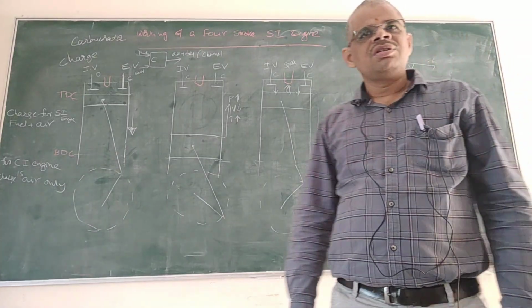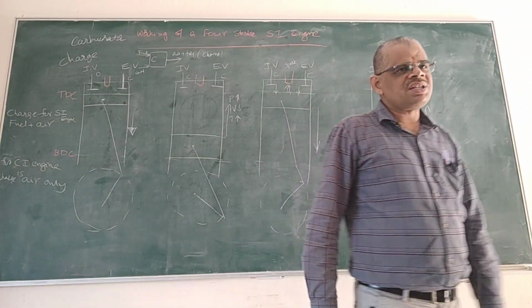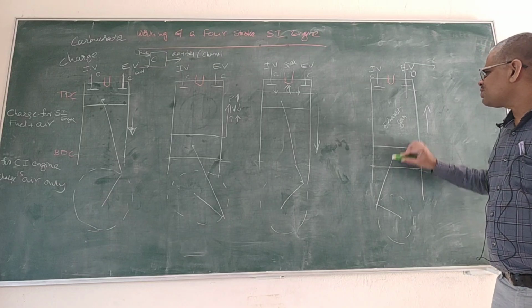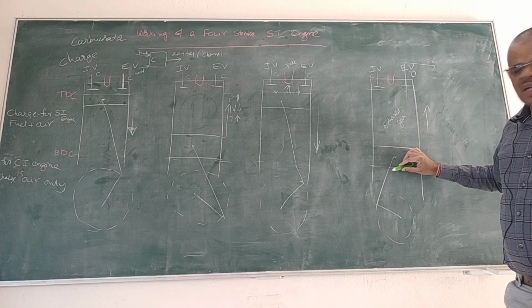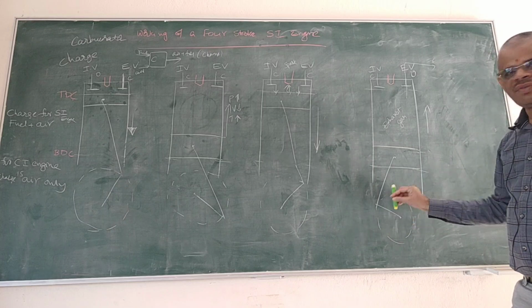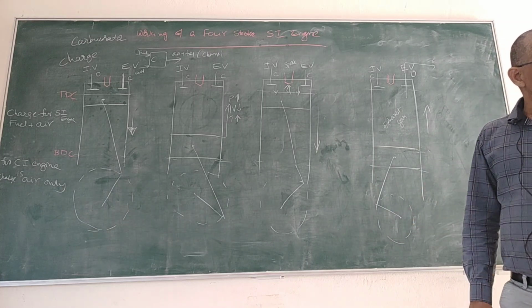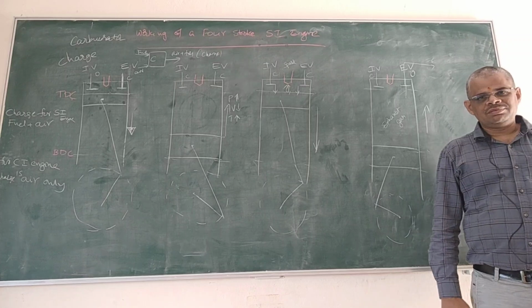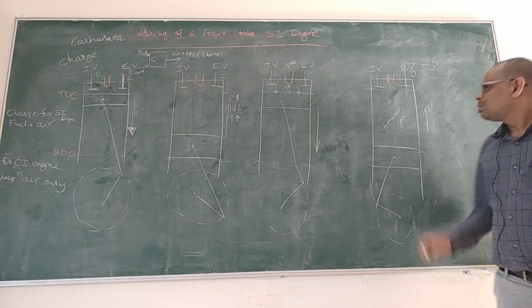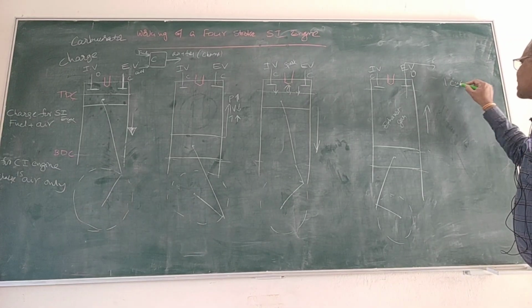so that the piston again reaches TDC from BDC, and again the crank will make another half revolution. So with this, one cycle is completed.